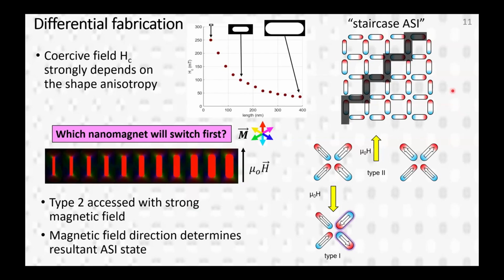So if we apply the magnetic field along this direction, these two perp ones have reversed. Because they've got a lower coercive field, they will switch before the other two. So these remain fixed, and now we've reached the type 1 state. If we apply the field along this direction, then these two will switch, and now we've reached the type 4 state. And then if we apply the field at a slight angle, we can reach the type 3 state.